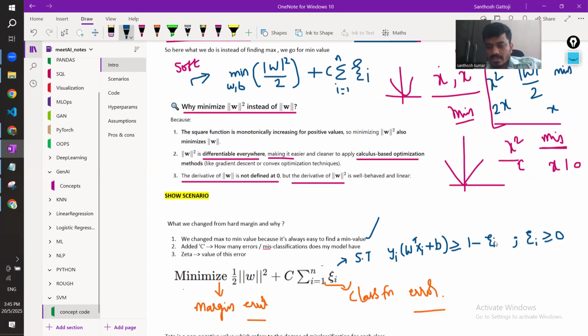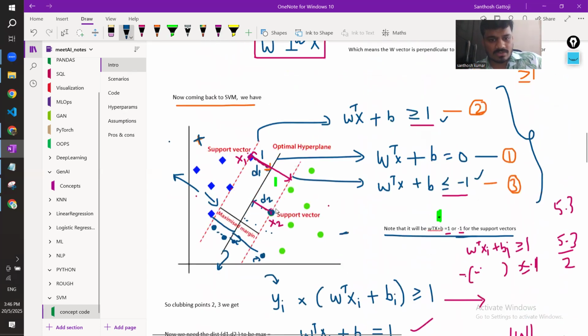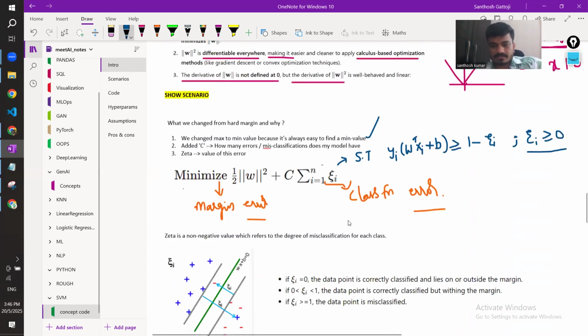Now, the condition is zeta i should be greater than 0. That means distance should be greater than 0, even for this side also, that side also. Now, two things very important. Now we are discussing the actual, the main area of the SVM. When you see this equation, there are two things, Karthik. One is marginal error, one is classification error. Marginal error is the same thing we have studied in the hard margin. We are considering only how far these two are getting separated. I'm only considering that margin.